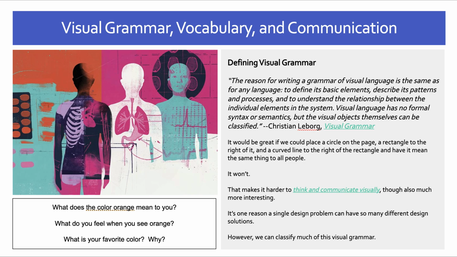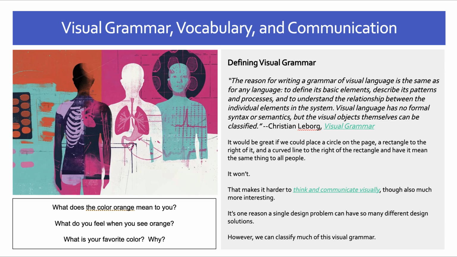So, what he means by there's no formal syntax or semantics is that if we put a circle on a page and a rectangle to the right of it and a curved line to the right of the rectangle, it would mean the same thing to all people. It doesn't. And it goes back to the things that we've already discussed regarding personal grammar, personal culture, one's local culture of society, and beyond. And so, things mean different things to people.